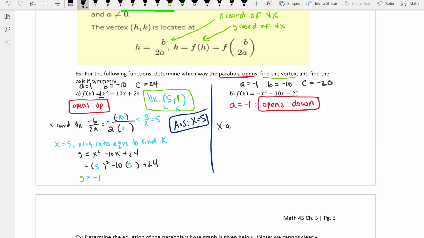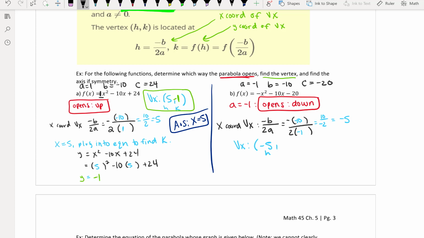So x coordinate of the vertex. I still have that same formula, negative b over 2a. So what I'm plugging in here is my b value, that's a negative 10, and my a value, which is negative 1. So I'm going to have a positive 10 divided by negative 2, which is a negative 5. So now I know that my vertex, at least half of it, is negative 5. That's my h value. Remember, to find my k value, I plug it in.